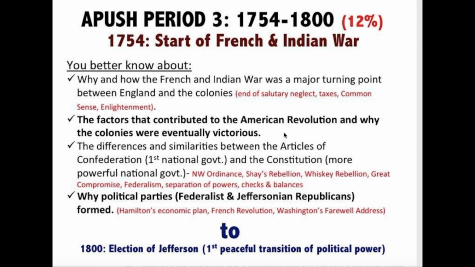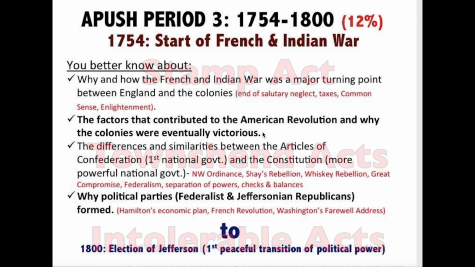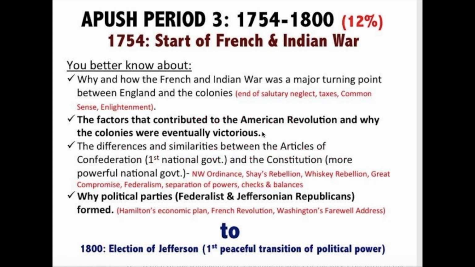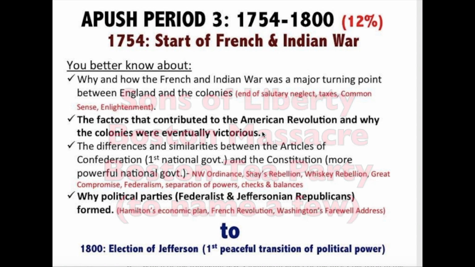The factors that contributed to the American Revolutionary War and why the colonies eventually were victorious. So remember, there was a series of laws like the Stamp Act, the Townshend Acts, the Intolerable Acts, also known as the Coercive Acts. The colonists wanted representation in Parliament if they were going to be taxed. The response of the king and Parliament was that you are virtually represented, so virtual representation, simply because you are British subjects.